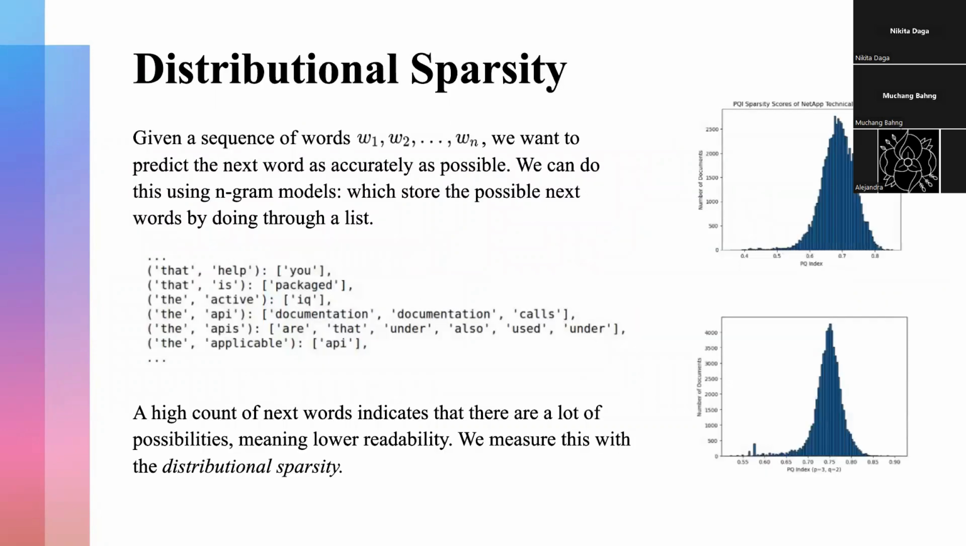Moving on to distributional sparsity, the idea is that given a sequence of words, W1 through Wn, we want to predict the next word as accurately as possible. So we can do this using n-gram models, which go through the documents and store the possible next words in a list. So as you can see over here, "active IQ" would be the next word in this documentation. A high count of next words indicates that there are a lot of possibilities for the next word, meaning that it's harder to predict and therefore you have a lower readability score. So we specifically measured this with the distributional sparsity of the documentation vector.